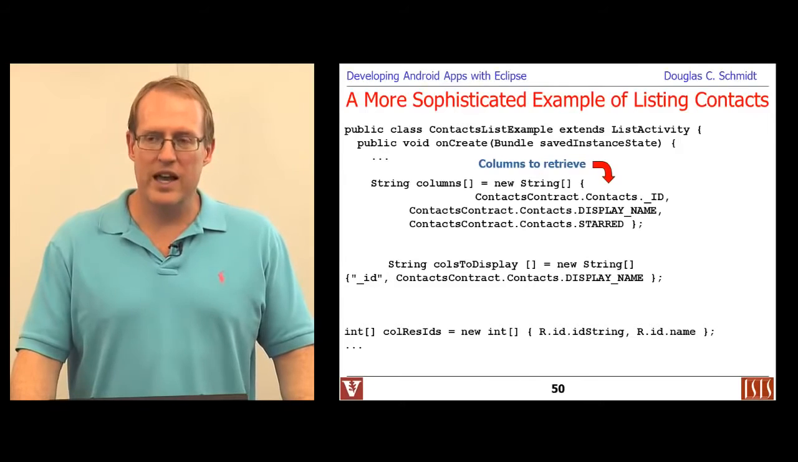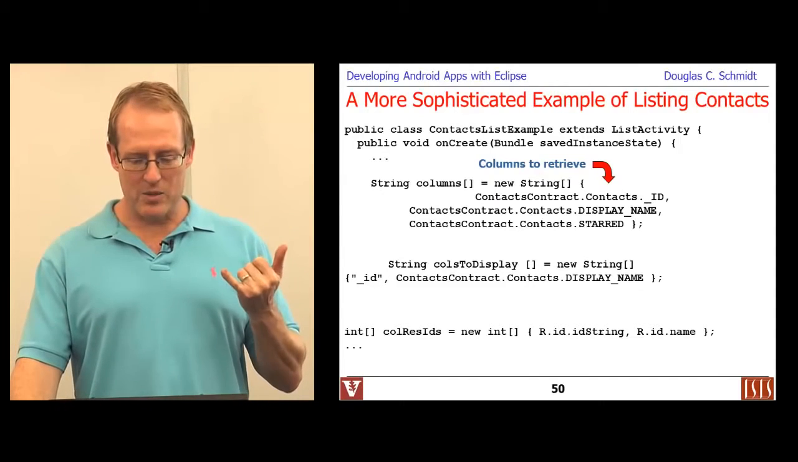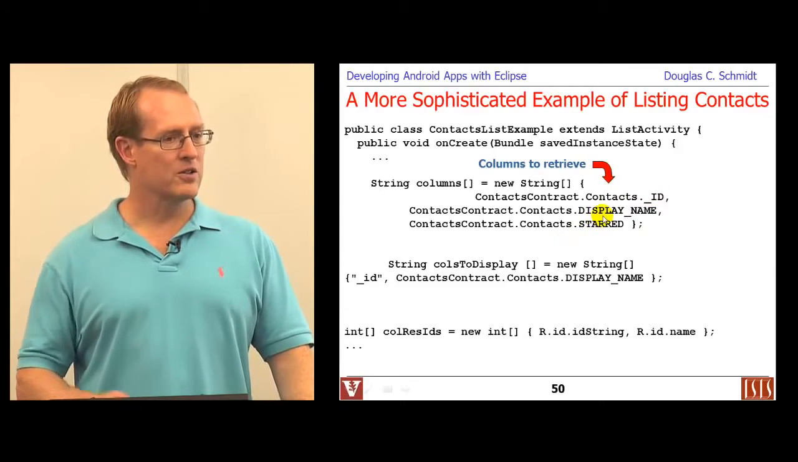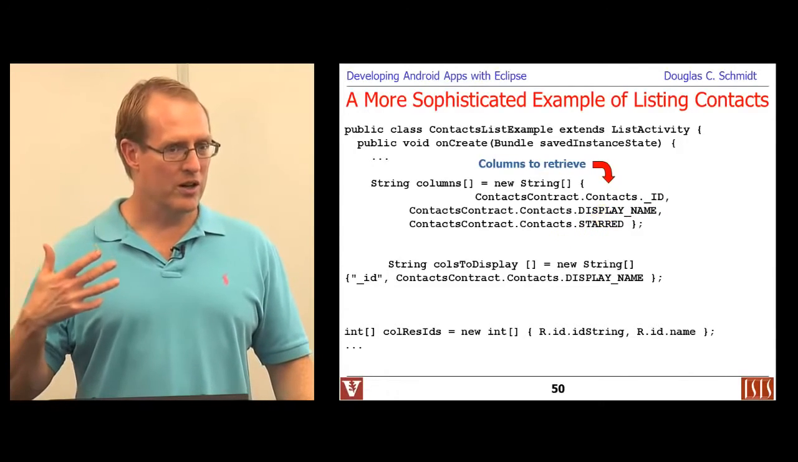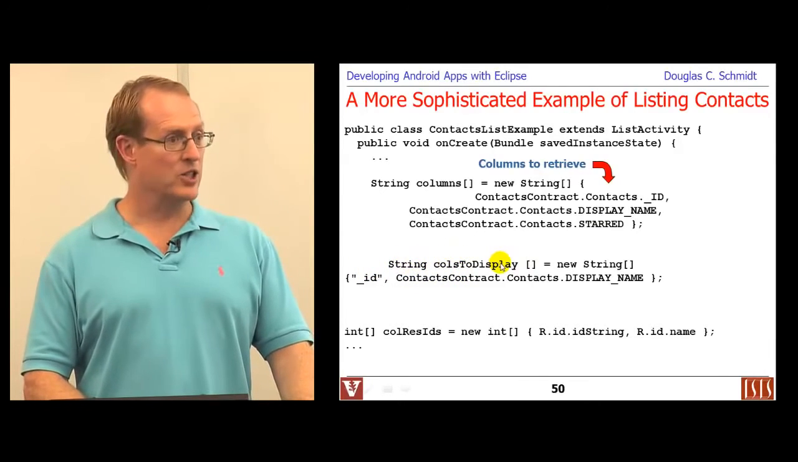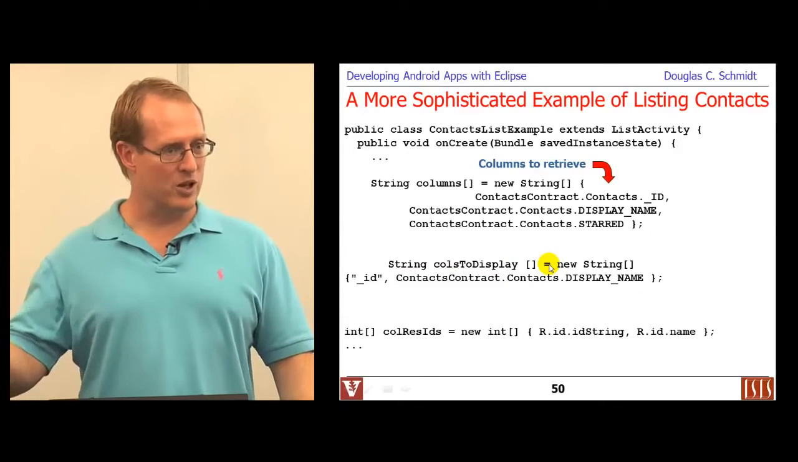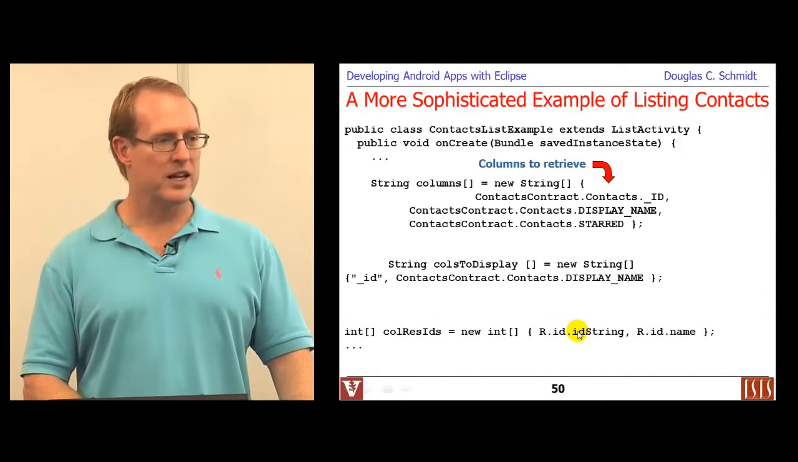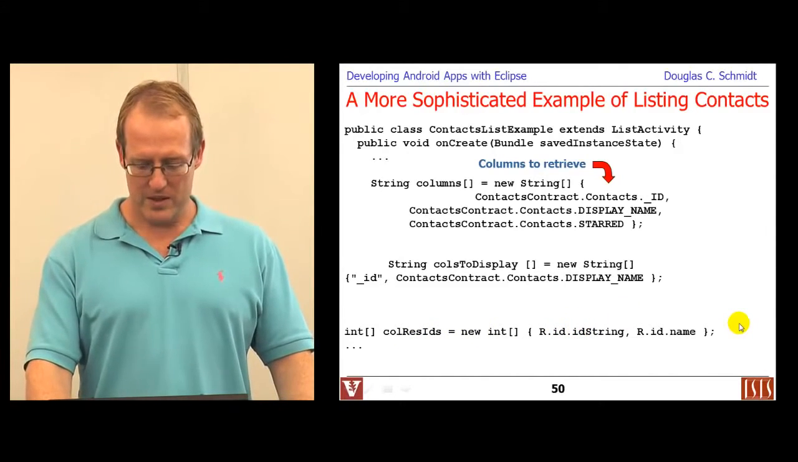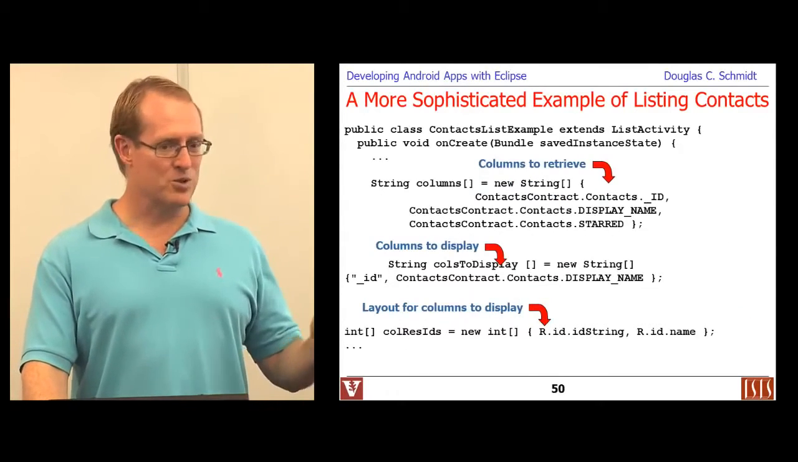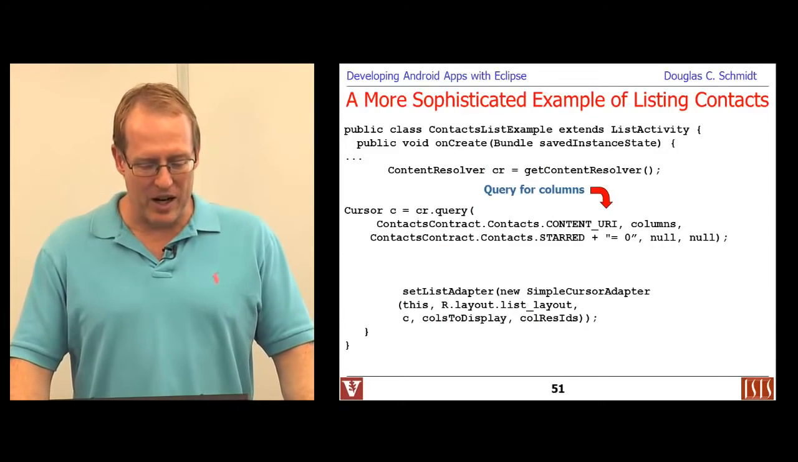We go ahead and create ourselves an array of strings, which are the columns that we care about. And as you can see here, we're going to have the contacts ID and the display name, as well as the starred fields. We're going to use that as what we want to be able to return from our query. And then we figure out the columns that we want to actually display, which is a subset of the ones that we're going to query on. And then we create some other things, the column resource IDs, which is basically saying treat these things as strings and ints. In this case, strings and strings.